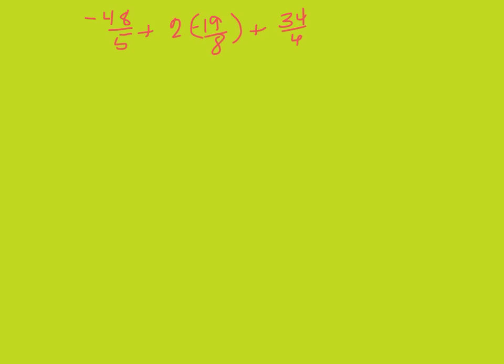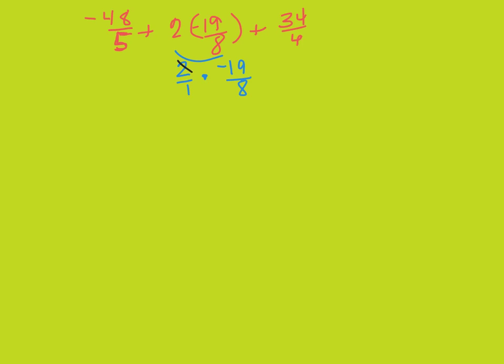So, of course, the first thing I have to do is right here. I'm continuing to do my division and multiplication in order from left to right, which means I've got this multiplication to do right here. So I'm going to rewrite that. It's 2 over 1, because they all have to be in their improper fraction form. 2 over 1 times negative 19 over 8.